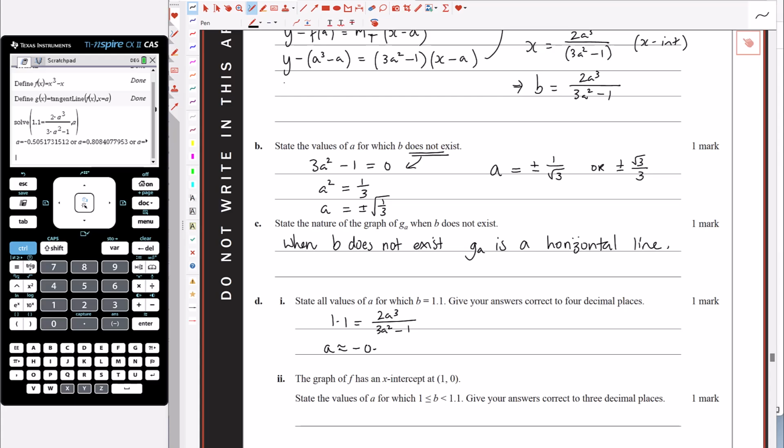Negative 0. We want 4 decimal places. 5052. 0.8084. Let's scroll across here. And 1.3468.